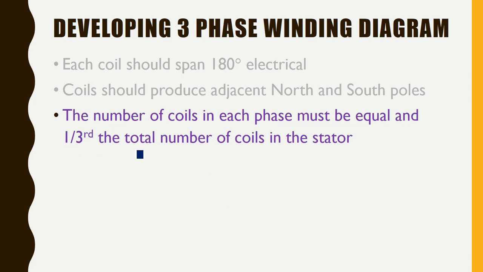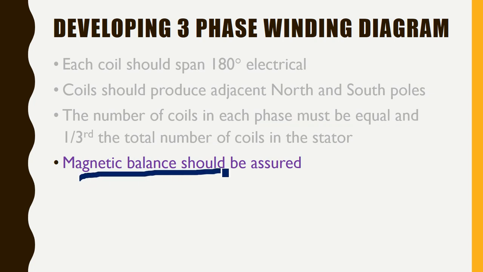What will happen if it is not like that? It may not create a balance. Magnetic balance should be there. Each phase should have equal coils. If one phase has more coils, it will have more magnetic sense, so it should not be allowed. This is the reason magnetic balance is required. To assure that, we take the total number of coils divided by 3 as coils per phase.